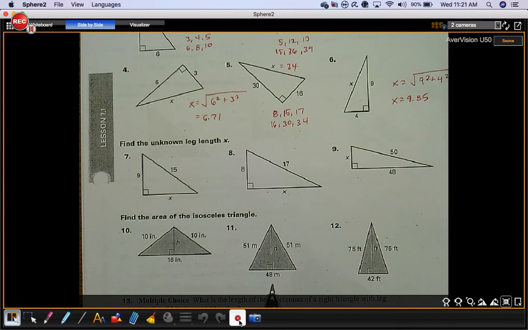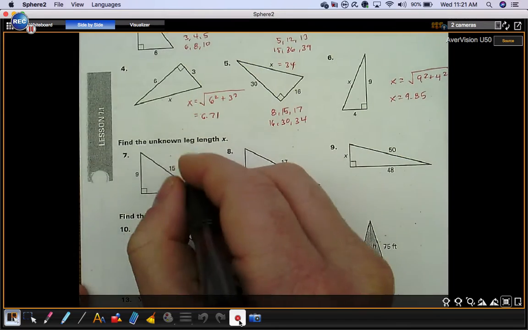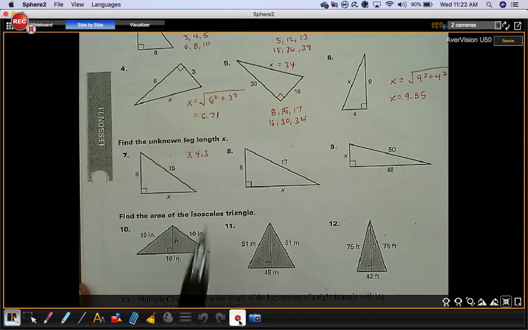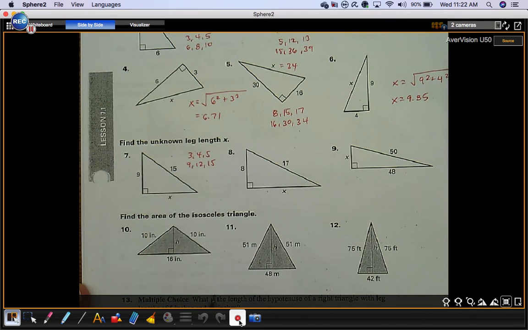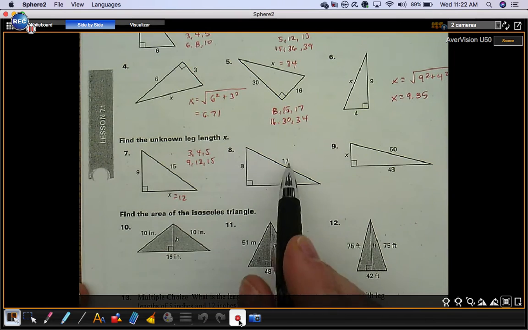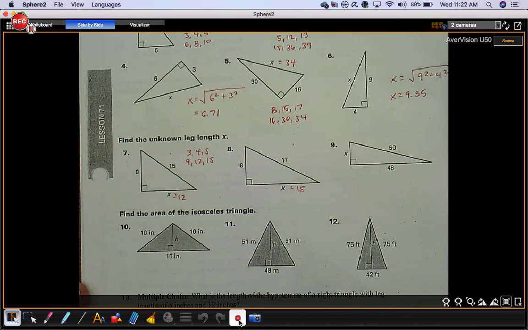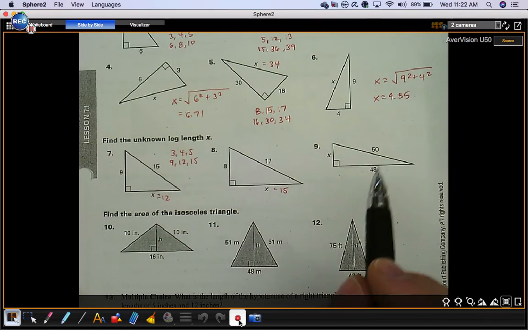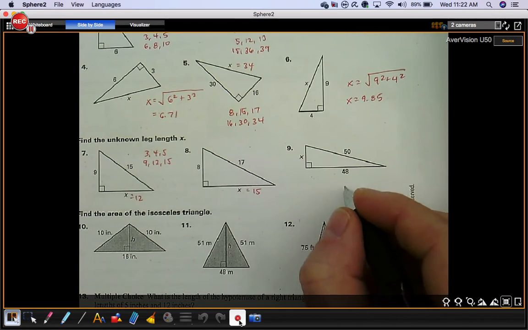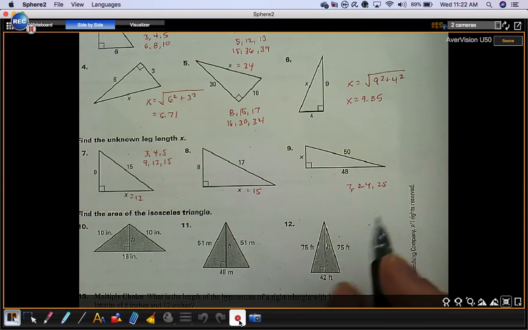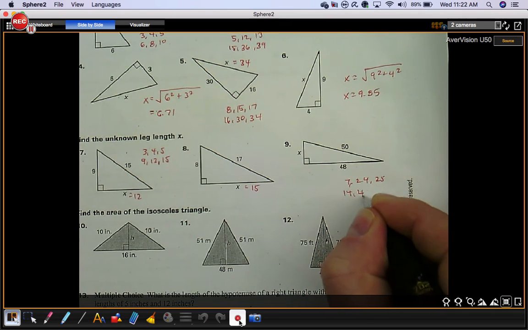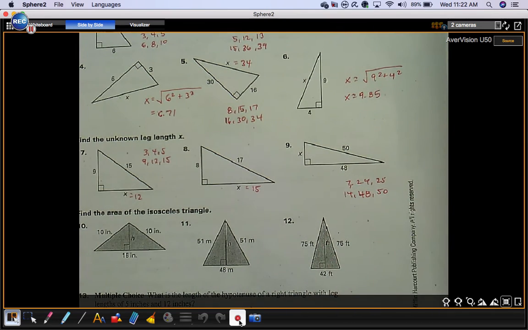This guy, 3, 4, 5 is a triple. If I multiply them all by 3, I get 9, 12, 15. 8, 15, 17. That's a triple. Something, 48, 50. Again, I know my triples. This is 7, 24, 25. You multiply them all by 2, you're going to get 14, 48, 50. So this guy's 14.